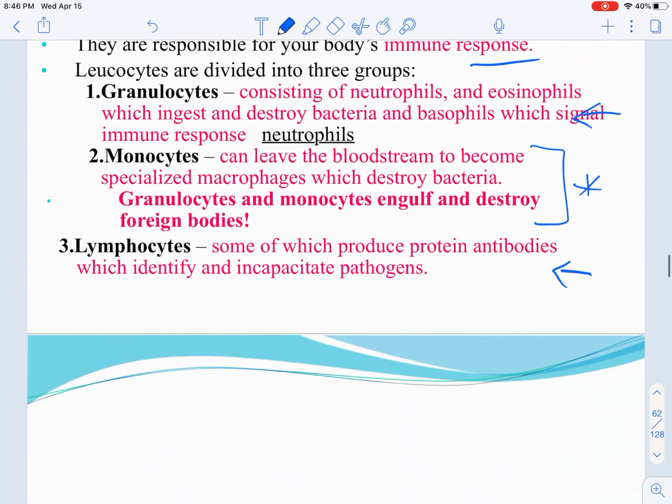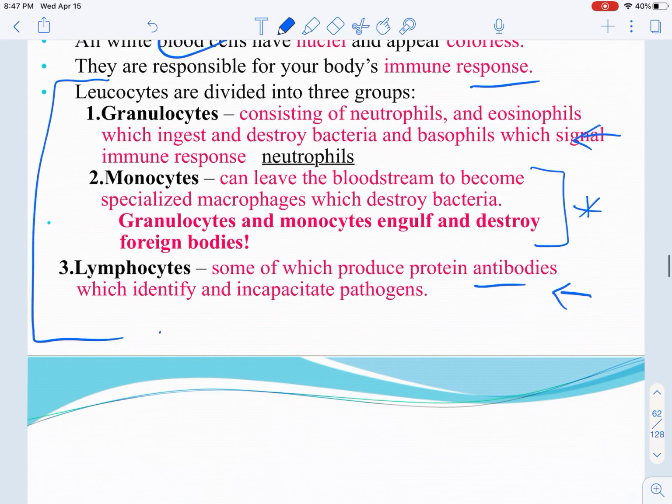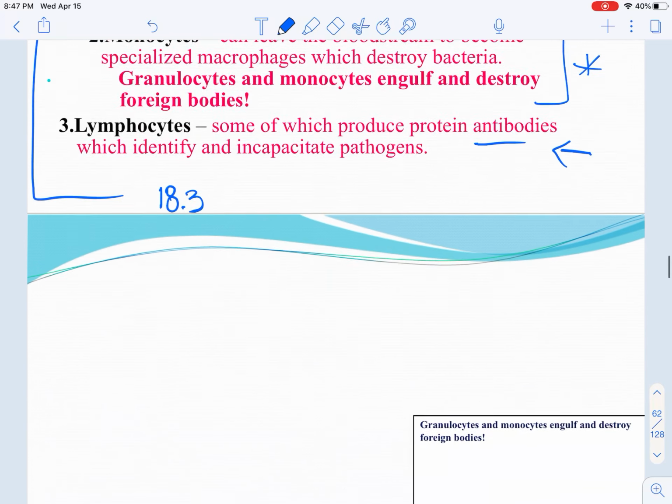Lymphocytes, these are made in your lymphatic system, which we'll talk about soon as well. But the lymphocytes are white blood cells that help make antibodies, which are little chemicals that stick together bacteria or bad molecules like pathogens, viruses, bacteria. It helps to stick them together. So lymphocytes make those antibodies. These specific sequence of events in the lymphatics or in the immune response will be something we talk about in 18.3.